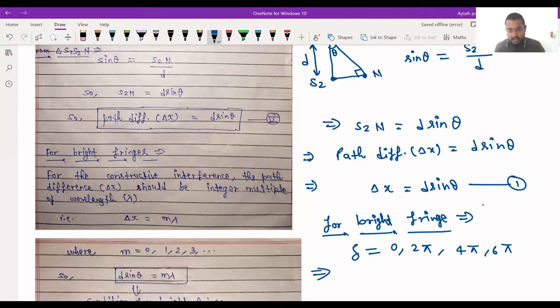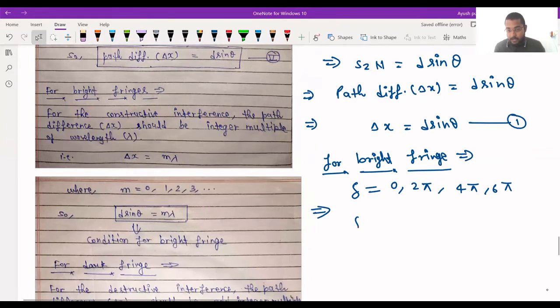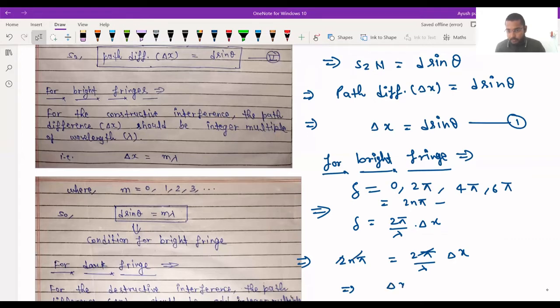If this is the case, what will be the phase difference? We know the very important formula for phase difference: delta is equal to 2 pi by lambda into delta x. Now this can be written as 2n pi. So put the value: 2n pi is equal to 2 pi divided by lambda times delta x. We can cancel 2 pi from both sides, so delta x will be left with n lambda.